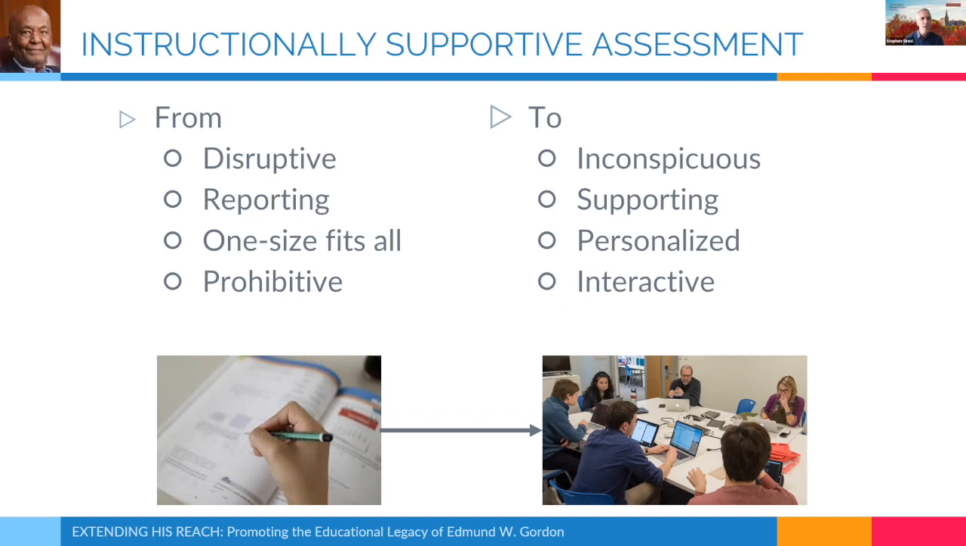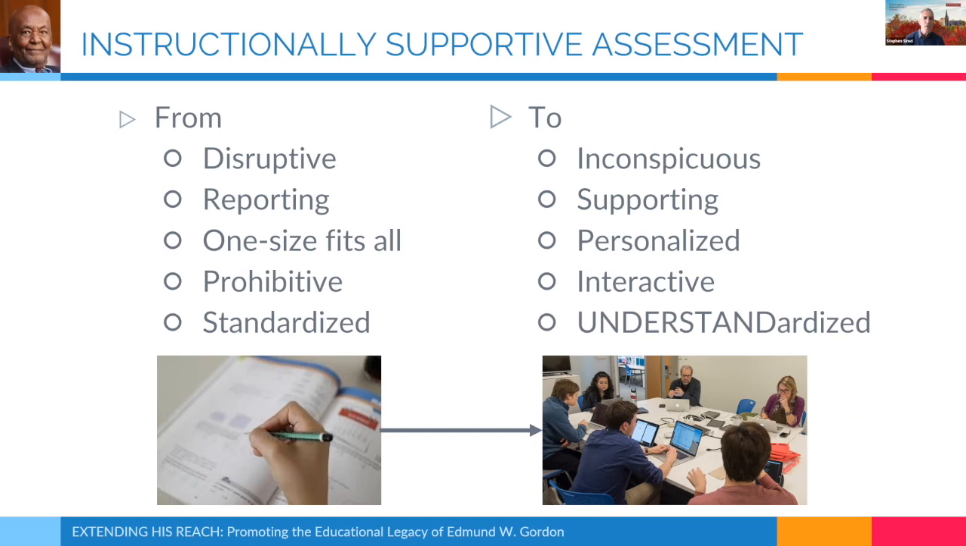The next sub-bullet, and I believe this is the last row here. If you can push the next, yeah. From standardized to understandardized. So understandardized is this concept that I've been pushing in just listening to Edmund Gordon to take what we actually need from standardization. So depending on the purpose, if we have to make comparisons across students, it might have a different set of requirements than if we don't. But to make them super flexible, right?